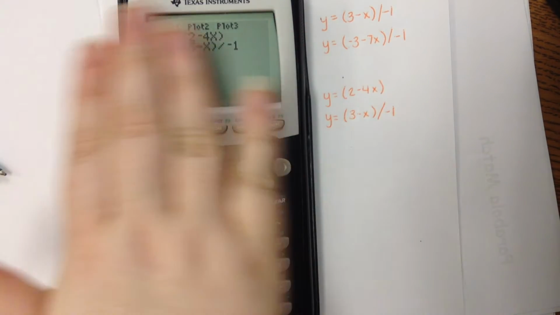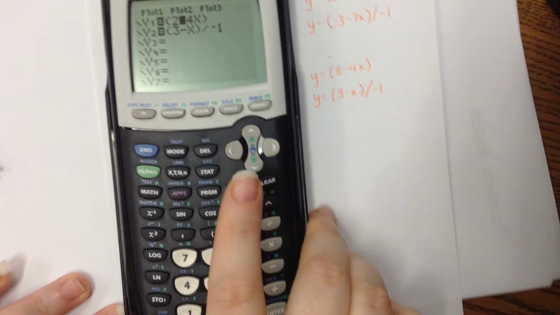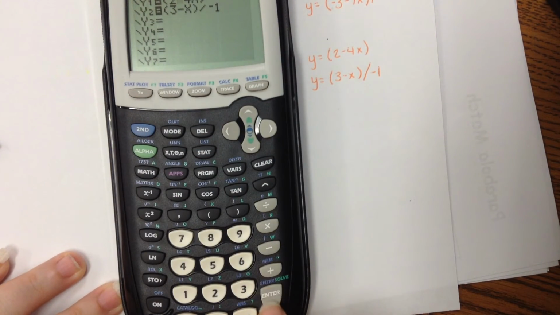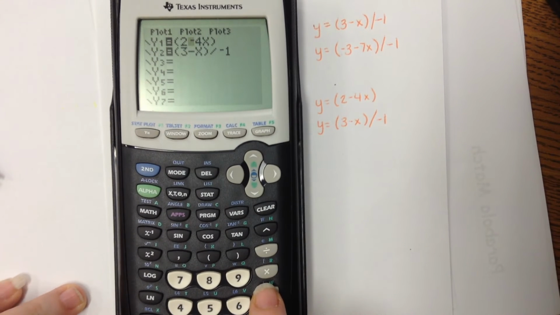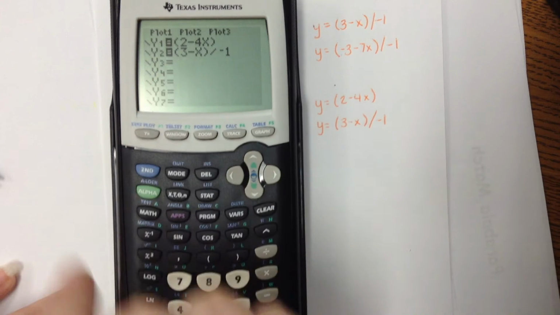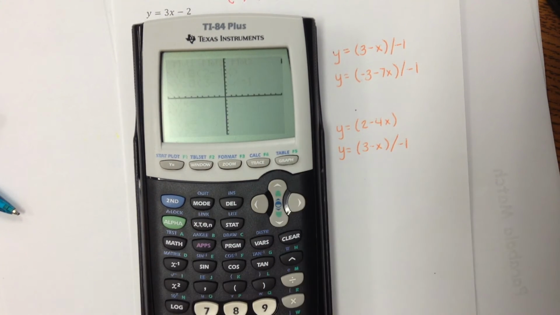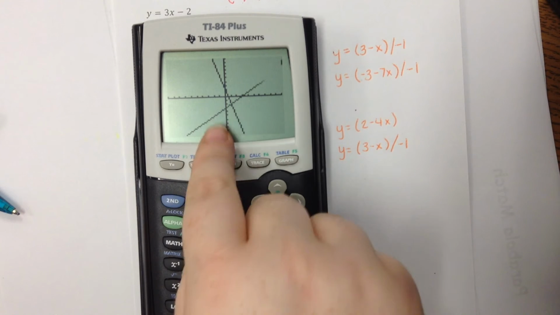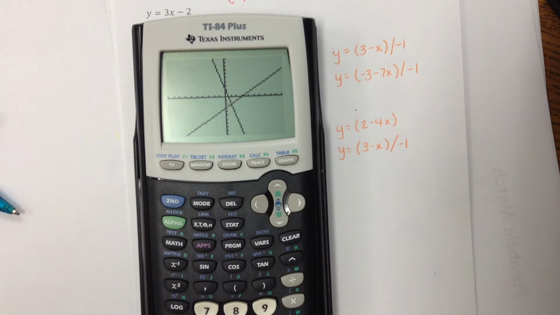So I don't have to press delete or clear. As it's blinking on the negative, I can come down here and just press the minus sign, and it will replace that with a minus sign. Now these two look the same. Now I'm going to press graph again, and this time it should graph correctly. We have our intersection. It's in the fourth quadrant.